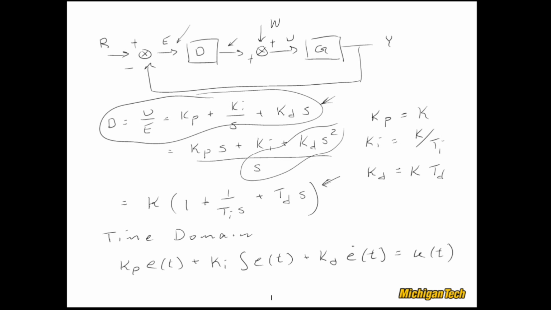Now, here's how we're going to sort out what all the different terms do. We're going to do it by example. So let's consider the following plant. G of S is equal to 1 over S times S plus 1. Kind of a simple plant.